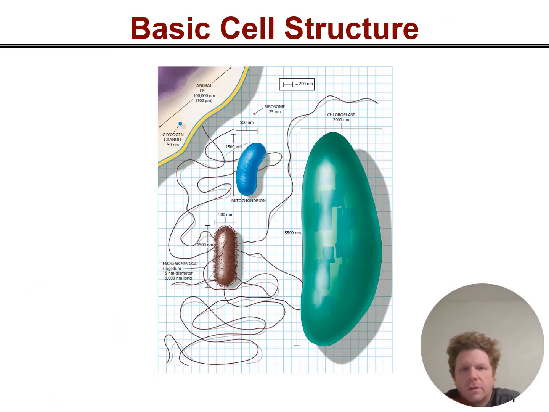Now, if we look at this model from your textbook chapter, we've got an animal cell which is approximately 100,000 nanometers. If we compare that to E. coli, E. coli is 15 nanometers. So the differences between these in scale are pretty radical.